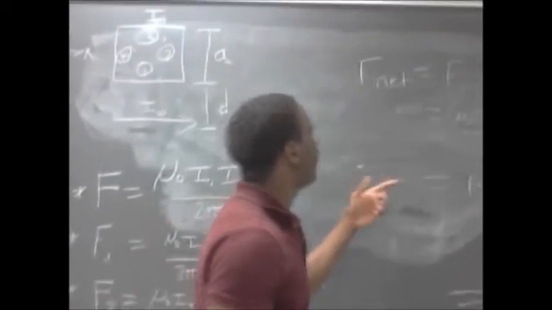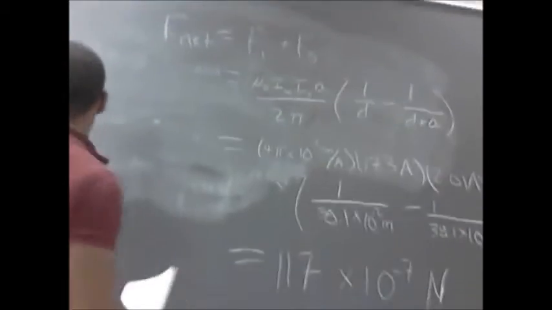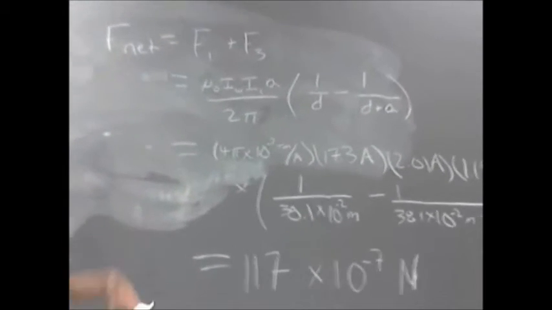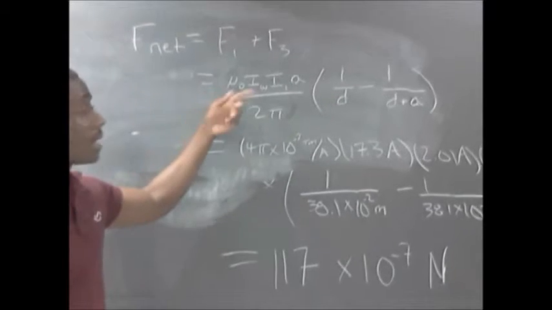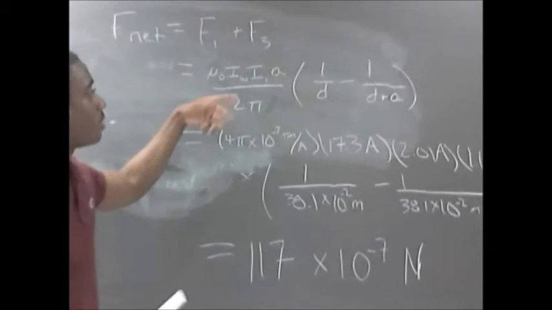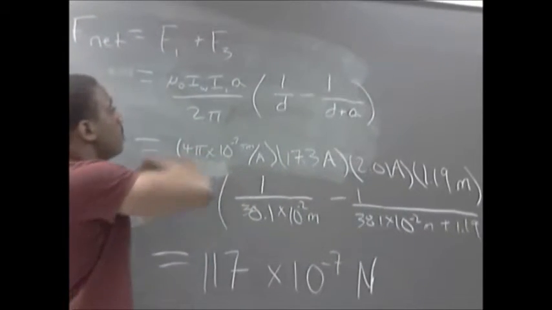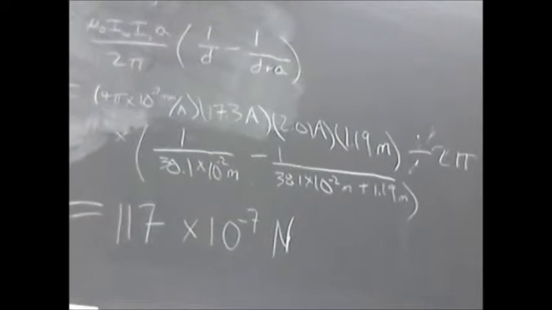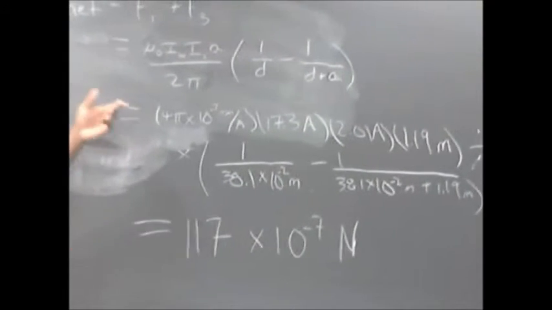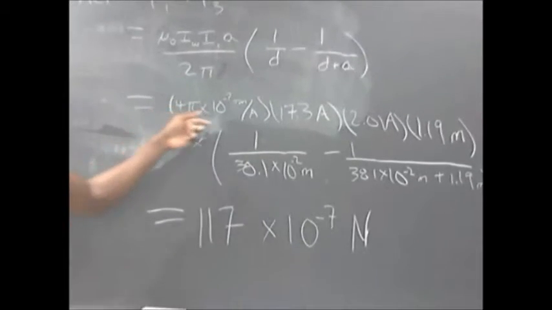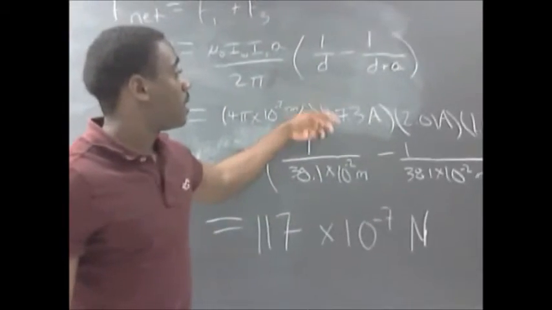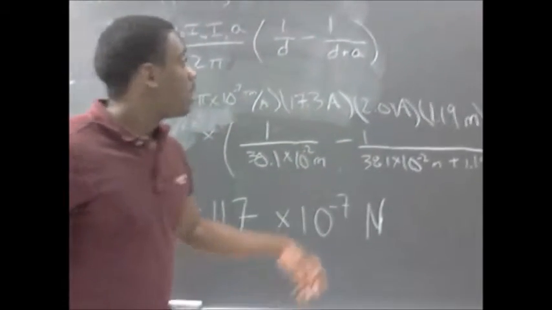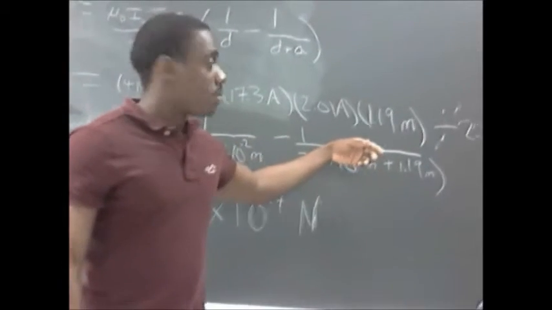So now I'll move over here, and now we can add both F1 and F3 to get our net force. As you can see, we got mu naught times IW times I1 times distance A over 2 pi, and we multiply that by 1 over D minus 1 over D plus A. And now we plug in. For mu naught, we got 4 pi times 10 to the negative 7. For IW, we had 17.3 amps. For I1, we had 2.01 amps. For distance A, we had 1.19 meters.